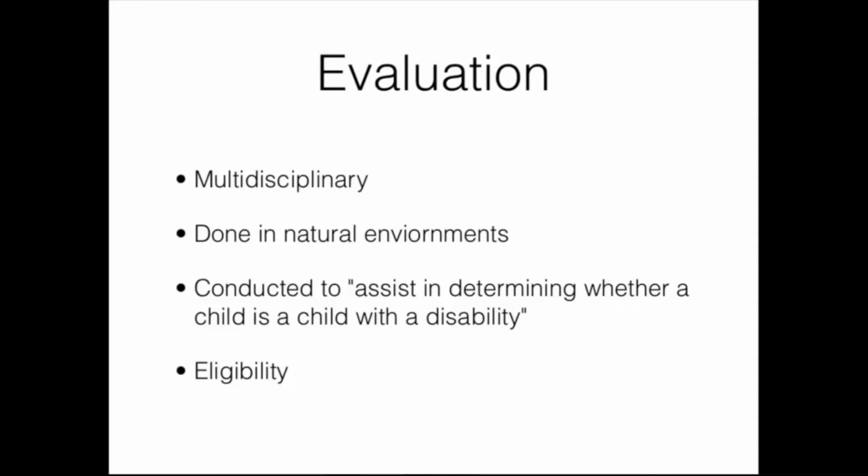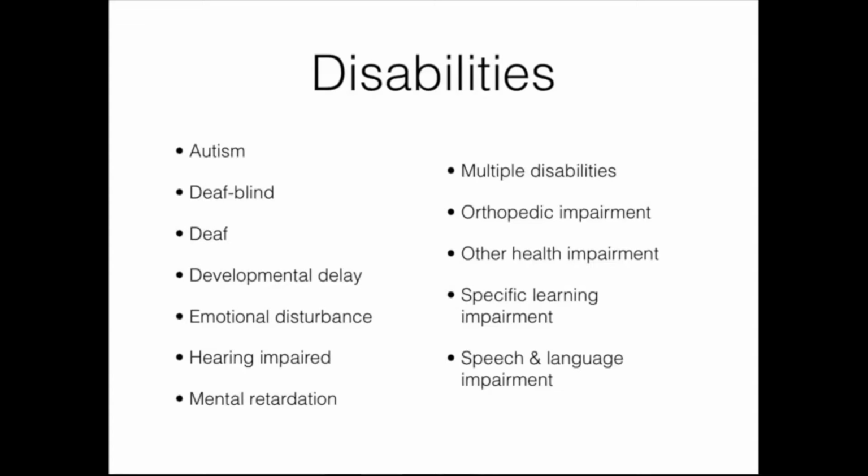The evaluation must be done in natural environments, so we have to do observation of the child in their natural setting, in the classroom, in the school. Evaluations are conducted to, quote, assist in determining whether a child is a child with a disability. So in other words, an evaluation is done to determine whether the child is eligible for special education services. So how do we know whether they're eligible? Well, the law, IDEA, actually defines 14 different disabilities. And so as a result of that evaluation, the child has to meet the criteria for one of these 14 disabilities defined by IDEA. And you can see these disabilities defined in detail in box 30-1 of your textbook.